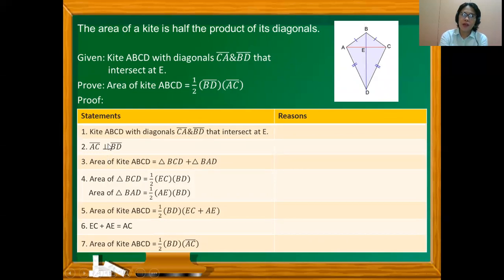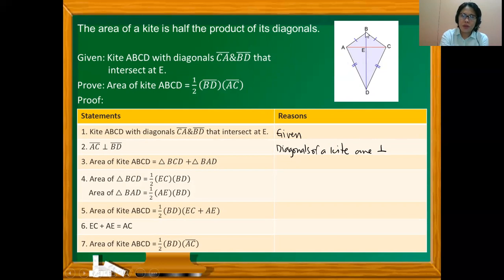So first statement, kite ABCD with diagonal CA and BD that intersect at E, and this is given. Line segment AC is perpendicular to line segment BD. So in the definition of kite, it was stated that diagonals of a kite are perpendicular.